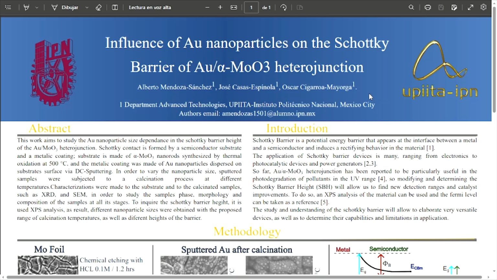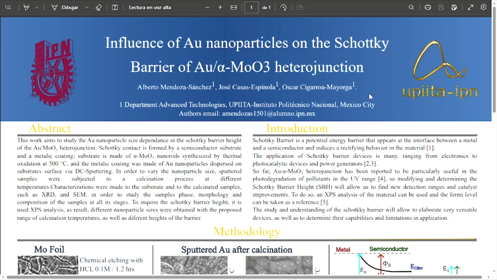Hello, my name is Alberto Mendoza, and this is my work called Influence of Gold Nanoparticles on the Schottky Barrier of Gold α-MoO3 heterojunction. This work aims to study the gold nanoparticle size dependence in the Schottky barrier height of the gold molybdenum-trioxide heterojunction. Schottky contact is formed by a semiconductor substrate and a metallic coating.